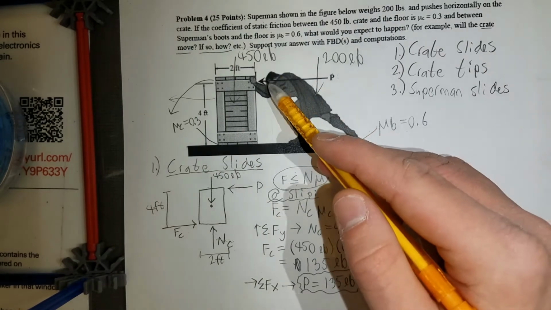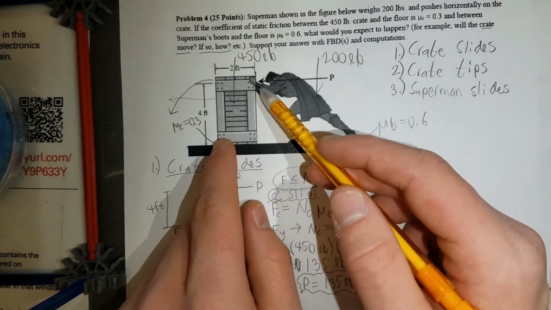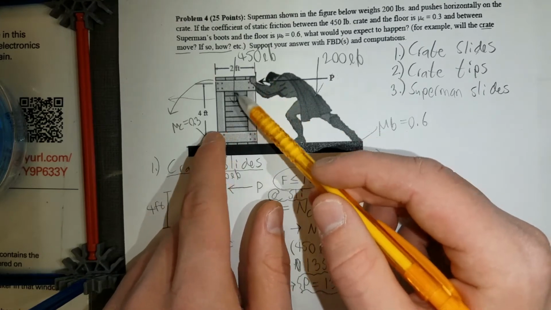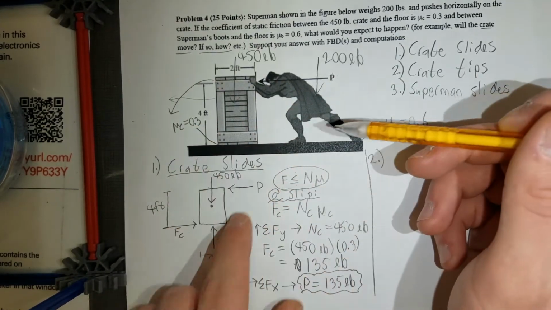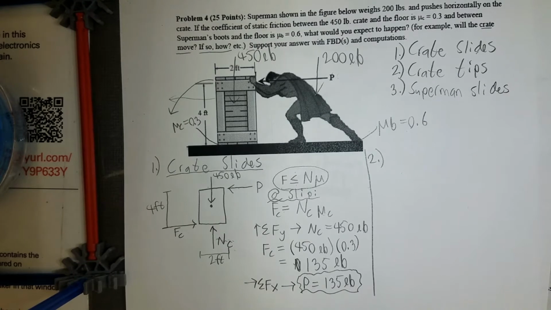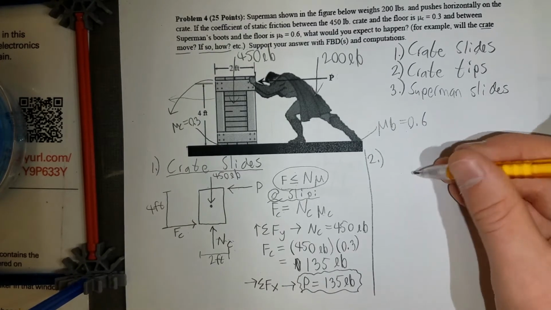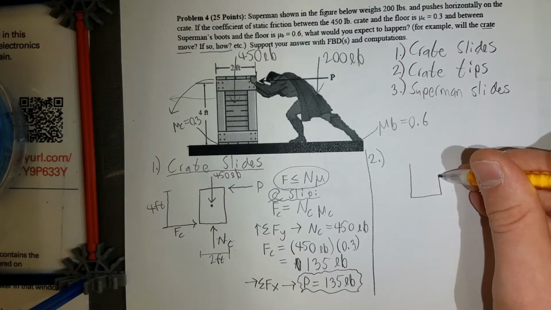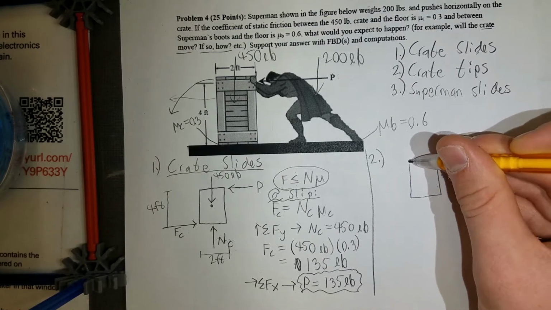And the moment caused by P here will be enough to overcome the rest of the moments in this crate, and it will end up tipping. So this is where maybe a little bit of conceptual knowledge about what a crate would look like when it tips is going to come in handy. So I'm going to go ahead and draw the crate here.